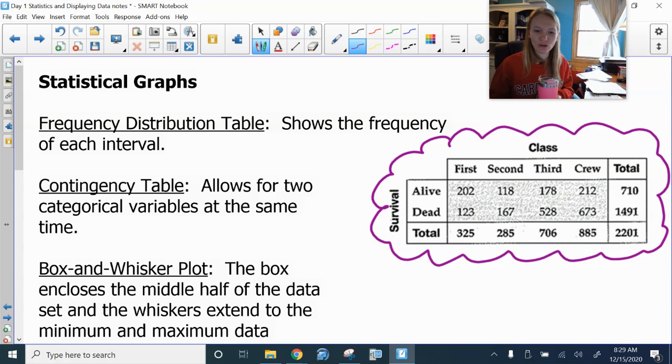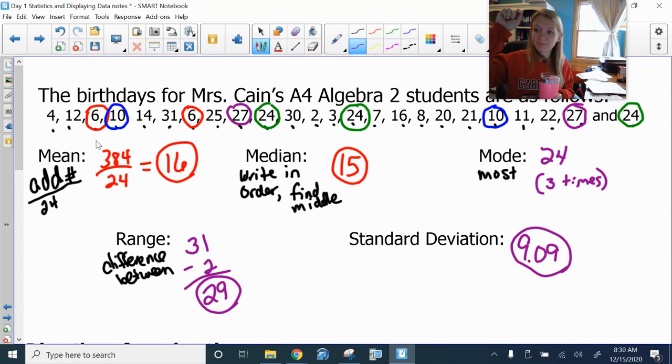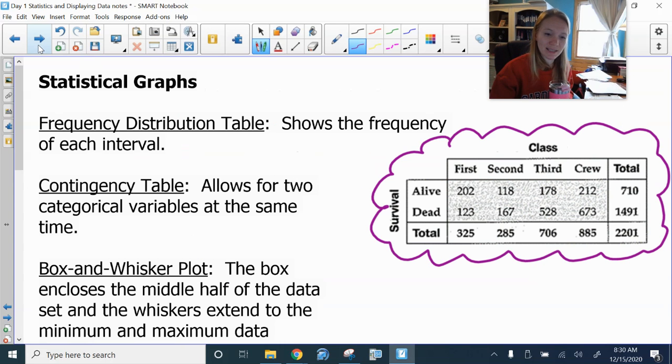A frequency table shows the frequency, or how often. So if we were listing out our numbers, we would have 4 with a tally mark. It's something we do a lot with tally marks or dots or numbers. 5 would have a 0, 6 would have a 2, 7 would have a 1, 8 would have a 1. When you get to 24, you would put 3 marks or put the number 3 next to it. So it's kind of like a tally.